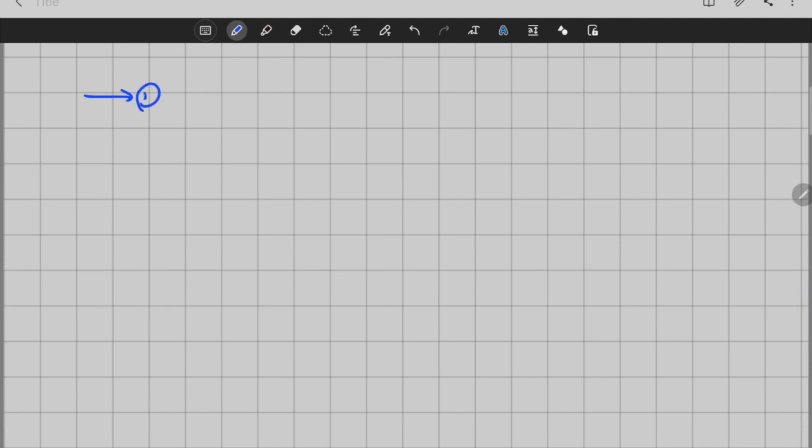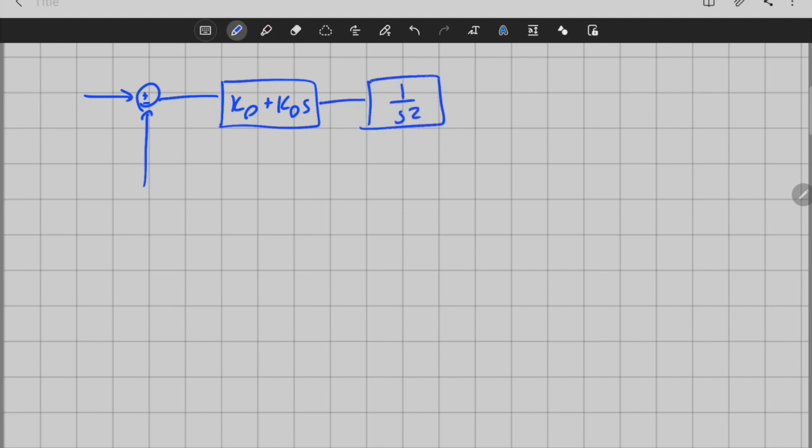So this is my system. I have a PD controller, the actual PD controller, KDS. It's a very similar system as you can see. I just changed the topology. Both of them are types of PD controllers. R of T and Y of T, and the goal is the same. I need to compute the type of the system and characterize the steady state error to unit step, unit ramp, and unit acceleration.